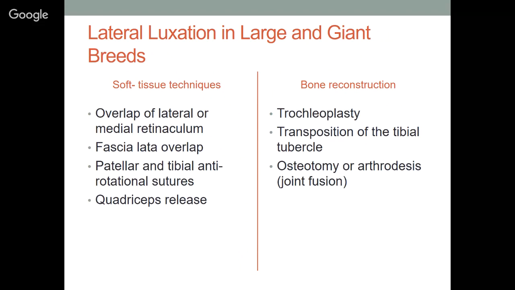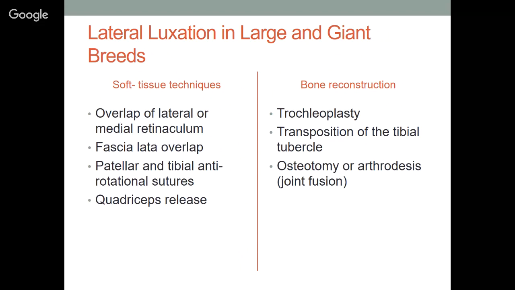And there's something called a quadriceps release, which means we take the quadriceps where the patellar tendon starts, and we can actually release it from the bone, which allows it to move into a more normal location. Trochleoplasty is when we take the trochlea, which is the groove in the femur in which the patella and the patellar ligament slide, and we can make that deeper so that it can't slip out of that. We can also transpose the tibial tubercle. So if the attachment point of that patellar ligament is off center, we can actually slice through the bone, move the bone over, and reattach it so it's more centered.